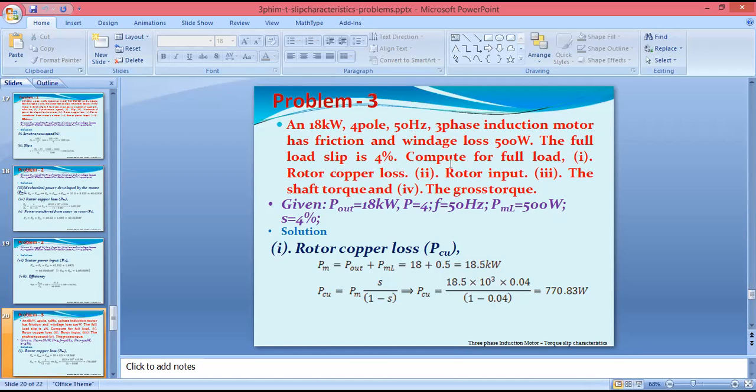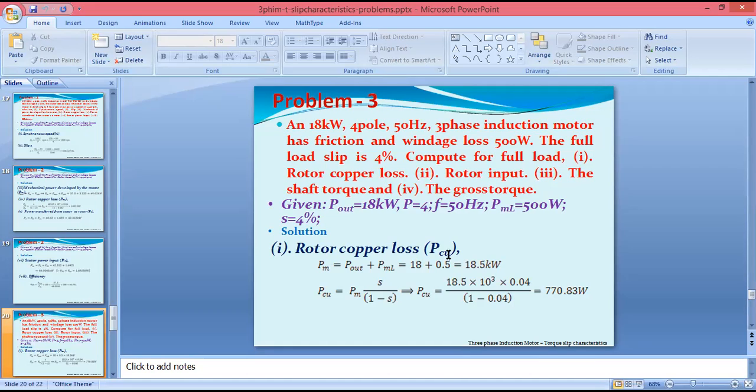So you can take 4% or you can take 0.04. Compute for the load. Rotor copper loss you are supposed to find. You are supposed to find rotor input. You are supposed to find gross torque. You are supposed to find shaft torque. We will solve one by one.